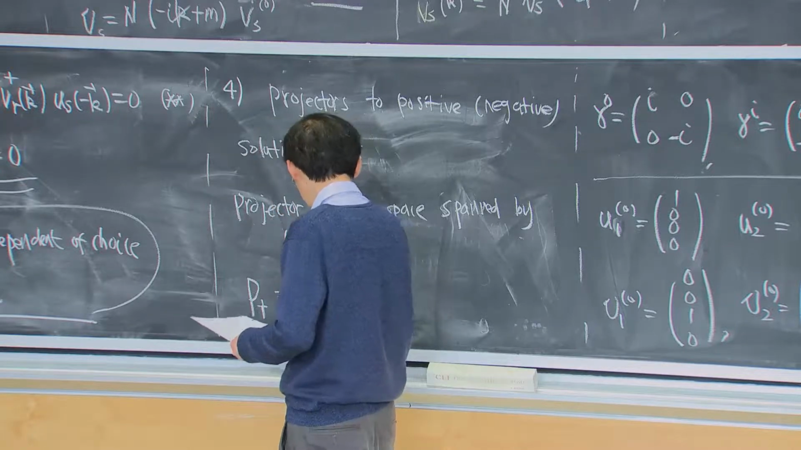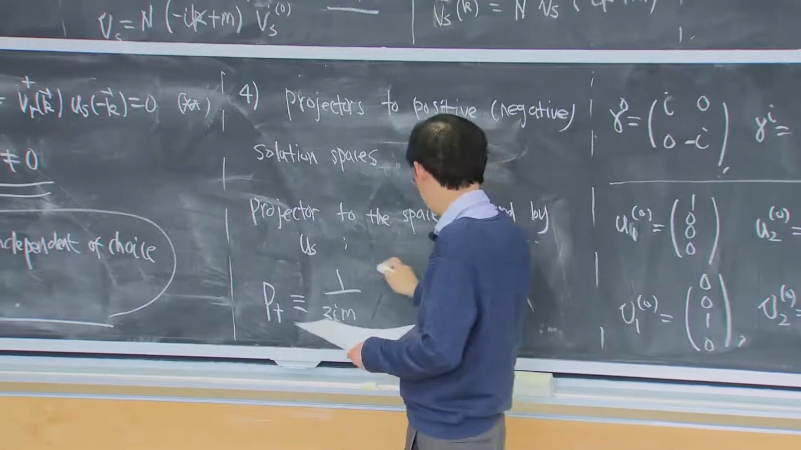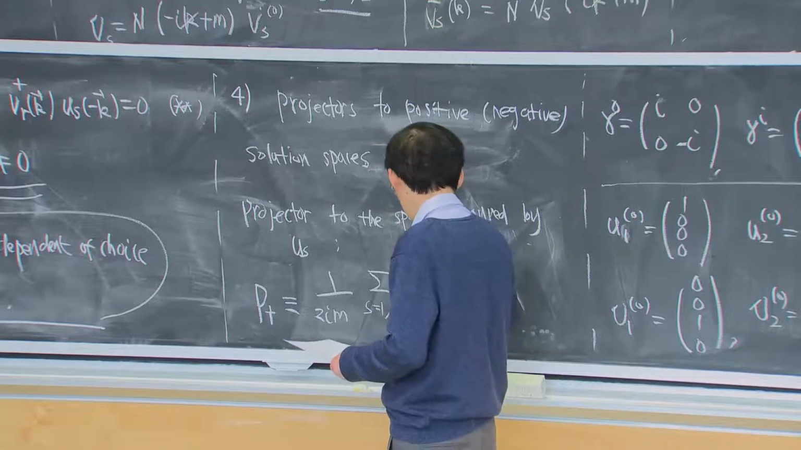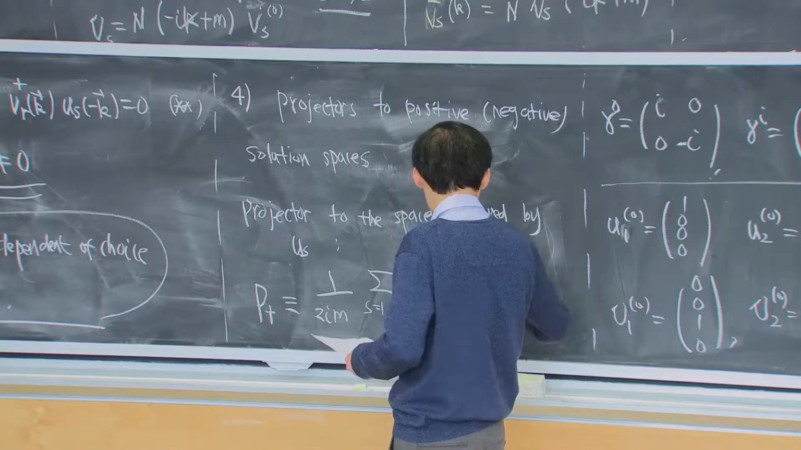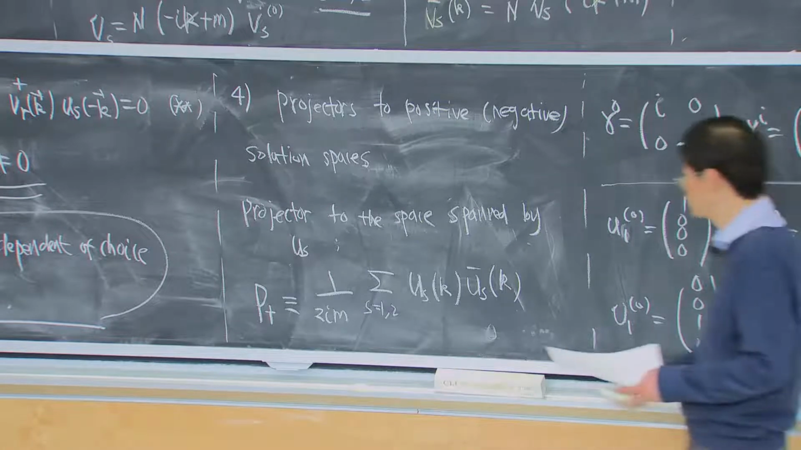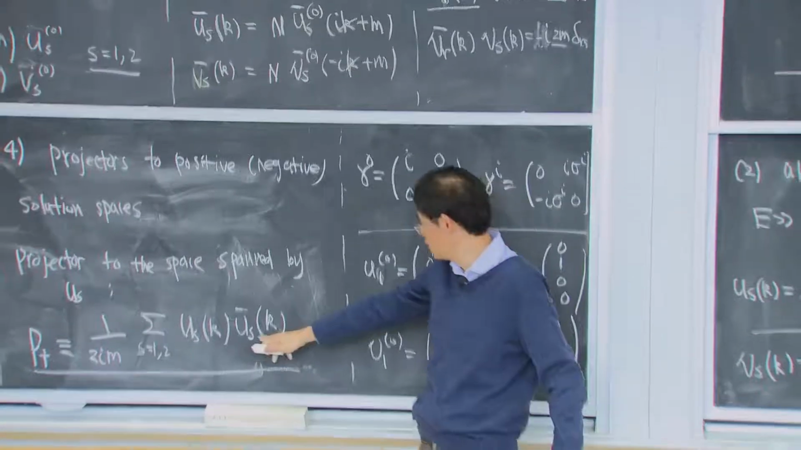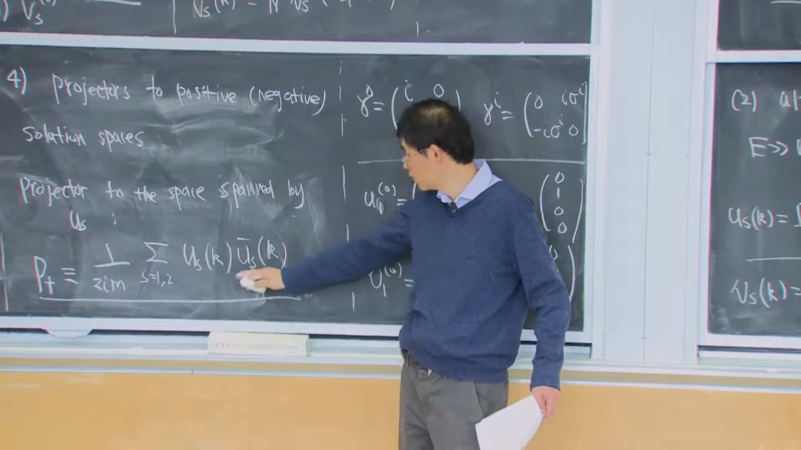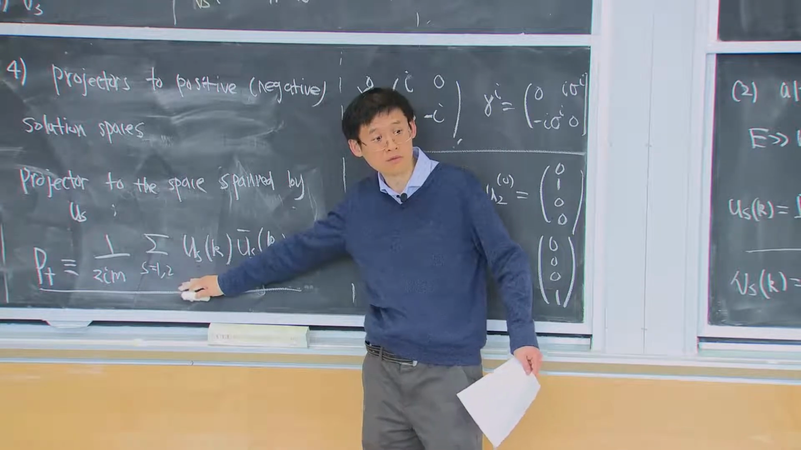So this just comes from the normalization. Then just sum over s equal to 1 and 2, u_s(k) and u_s bar(k). Okay? So you can easily check yourself, because of those orthogonality relations, because u and v are orthogonal. When you act this on a general solution, it will just project onto solutions that only involve linear superpositions of u. Okay.